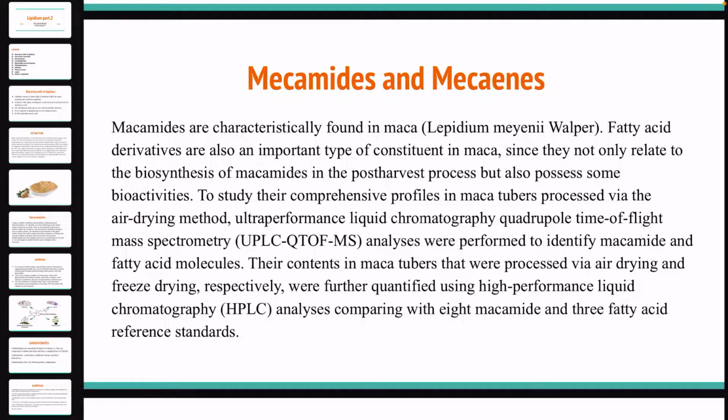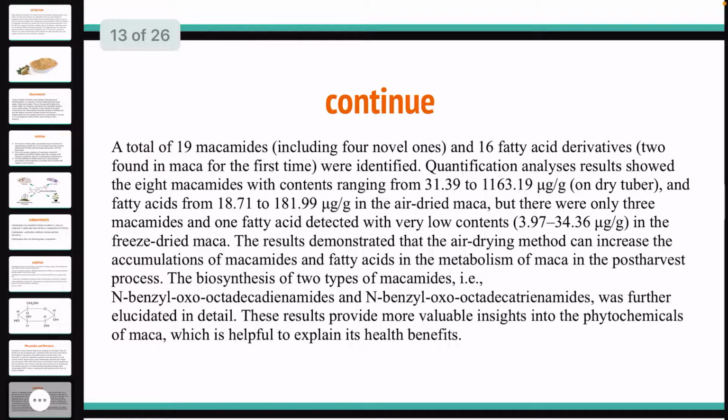ultra performance liquid chromatography, quadrupole time of flight mass spectrometry, UPLC-QTOF-MS analysis were performed to identify macamides and fatty acid molecules. Their contents in Maca tubers that were processed via air drying and freeze drying respectively were further quantified using high performance liquid chromatography analysis, comparing with 8 macamides and 3 fatty acids reference standards. So a total of 19 macamides, including 4 normal ones and 16 fatty acid derivatives, found in Maca for the first time were identified.